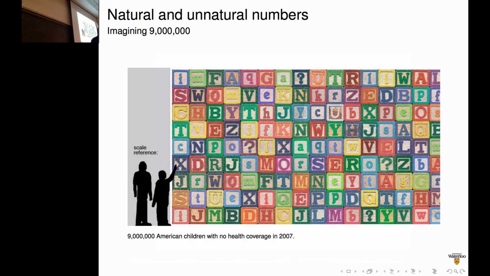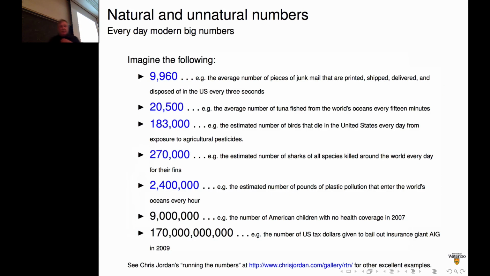And if you imagine every one of those little blocks being a kid without health care, now there's a narrative. Now there's a story. Now there's something you can attach meaning to. So you get a better sense of this 9 million, and it's an important number. It's important for us to understand numbers like that because they are things that we have to make decisions about as a society. So there are lots of such numbers, and the artist that produced this is named Chris Jordan.